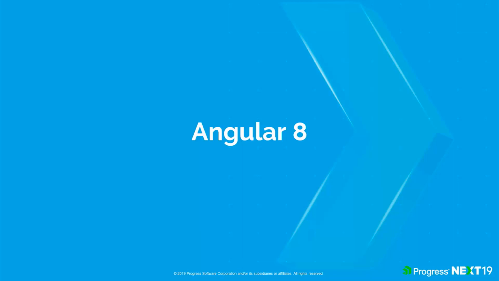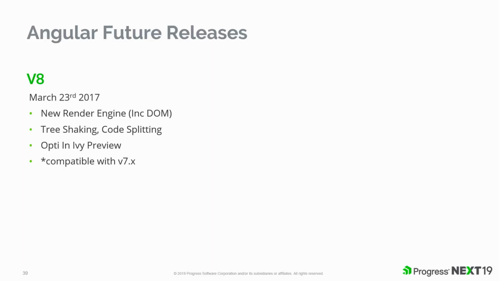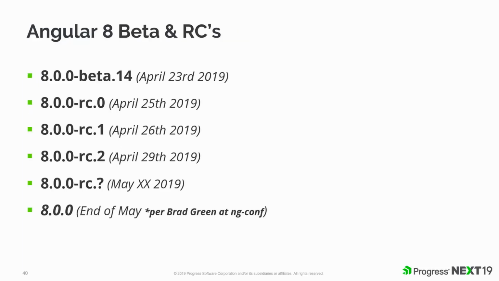I only have about 10 minutes left, so I really want to start talking about Angular 8 and what's coming in the future. Angular 8 has an opt-in preview of the new rendering engine. They have things like tree shaking and code splitting, which is going to make your overall packages lighter in file size. Also, Angular 8 will be compatible, just like always, with the previous version, Angular 7. Here is what's out there right now when it comes to the betas and the release candidates. And in the end of May, we should see an actual final release of Angular 8.